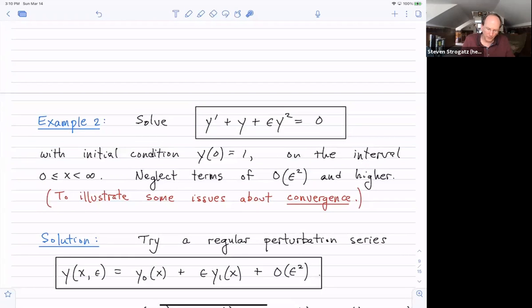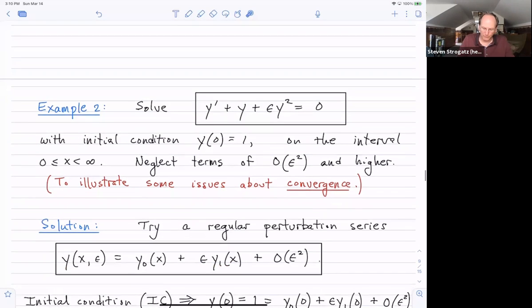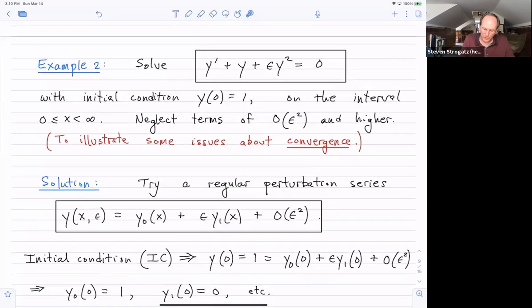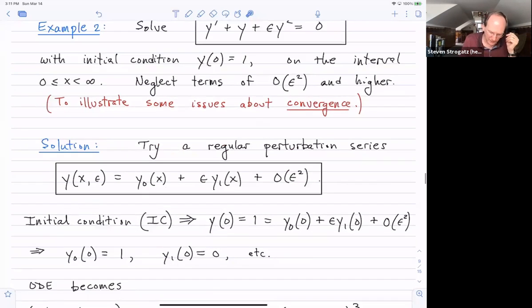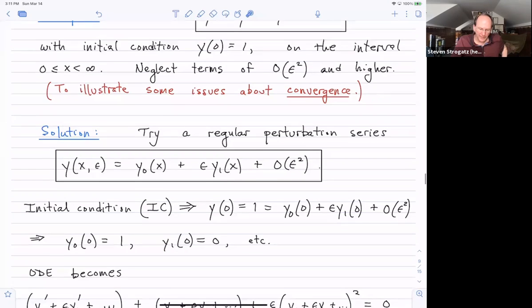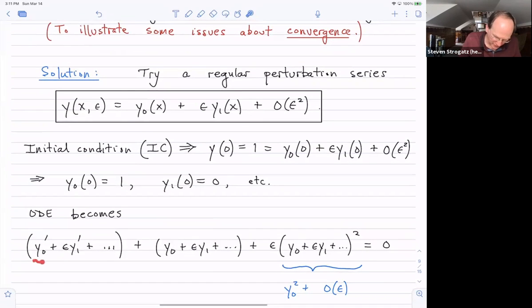Again, we could try a regular perturbation series in powers of epsilon, y0 of x, y1 of x being those coefficients. We could convert the initial condition y of 0 equals 1 into conditions on the y0 and the y1 functions, very similar to what we did above. We would get this. Here we only have one initial condition per order of epsilon because it's only a first order equation. And so our ODE, when we plug it in, well, here we are plugging in the series for y prime, and here we are plugging it in for y, and then for epsilon times y².